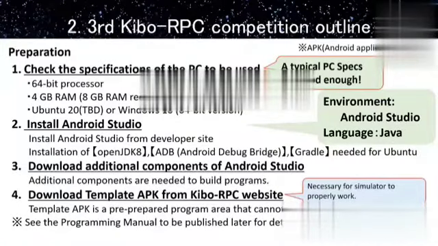A template APK is a program area of Astrobee that cannot be created by the participants and is prepared in advance by JAXA. Participants are asked to write their own programs in this template APK. The language used in this competition will be Java.